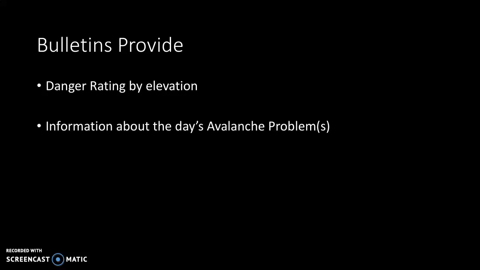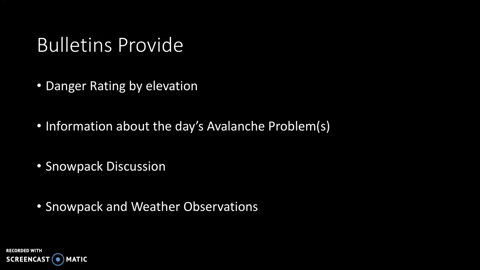So what do bulletins do? Bulletins provide a danger rating by elevation. They give you information about the day's avalanche problems. They have a snowpack discussion. They generally have a few snowpack discussions, a less technical one that's available for the tier 1 user, and then a more advanced product hidden deeper into the bulletin. And they also give you access to snowpack and weather observations. So these are the four main products that the bulletins provide.